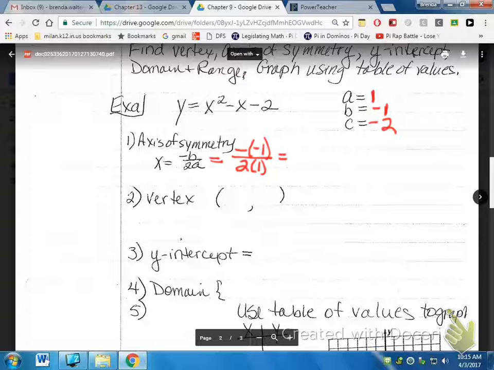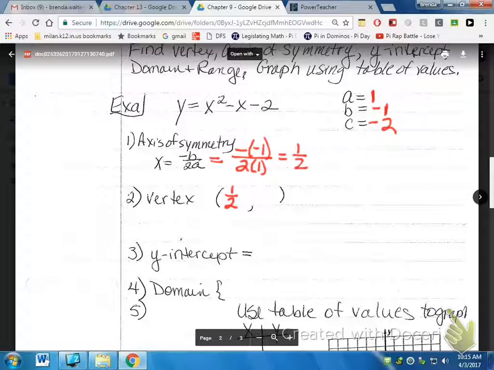Who's got what that really is? 1/2. Thank heavens it's just 1/2. Okay, so you're plugging into that. You got your axis of symmetry. It's going to be a vertical line through x at 1/2. Okay, once you get that, your vertex, you have the first part already done. It's got to be, x has got to be 1/2, because that's where it goes through, that point.